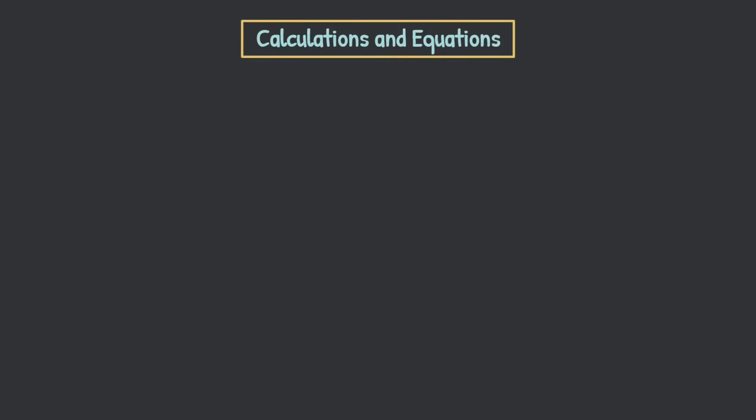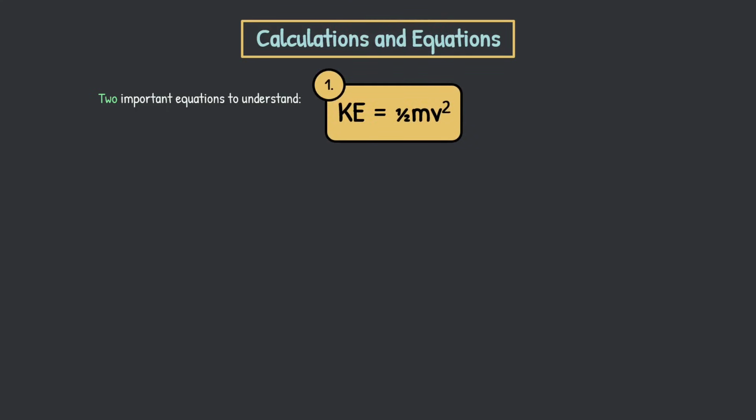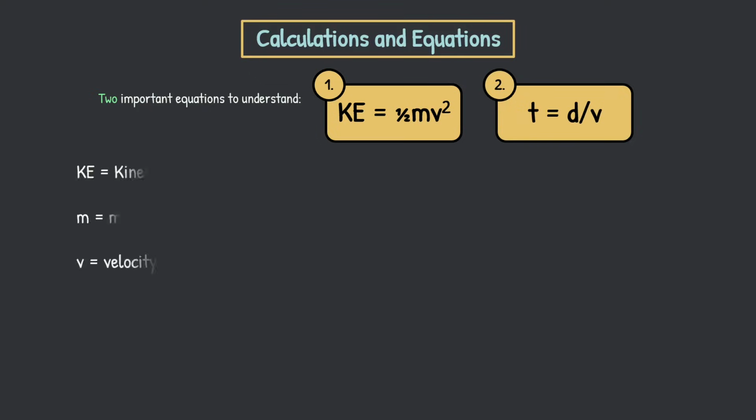Right, that's the 5 stages done, guys. Let's look at some calculations and equations, and this will come into play when you look at the ionic drift portion. There are two important equations that you need to be able to understand. The first one is KE equals half mv squared. I'll go into what the individual variables are in a second. This one is pretty much always given to you. The second one, on the other hand, isn't always given to you, and that is t equals d over v.